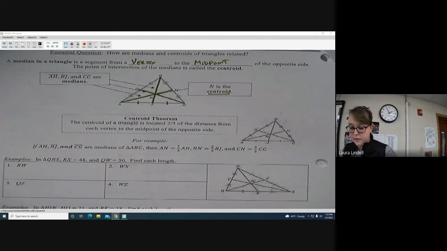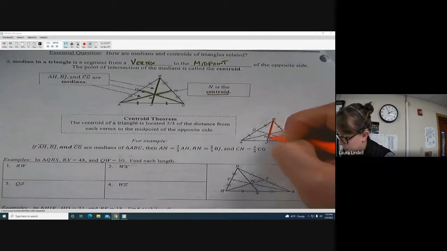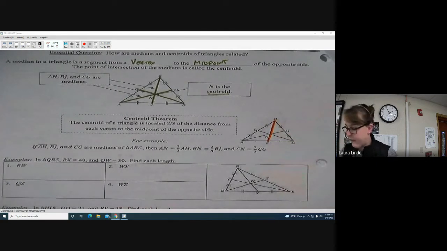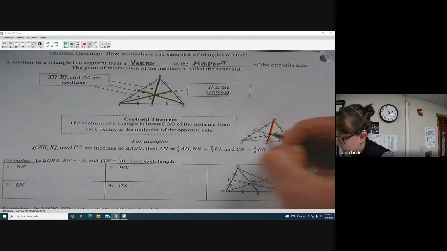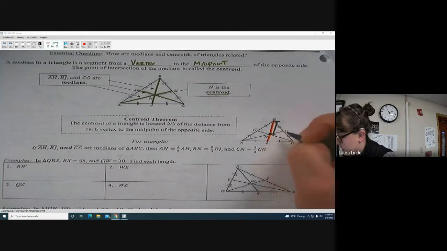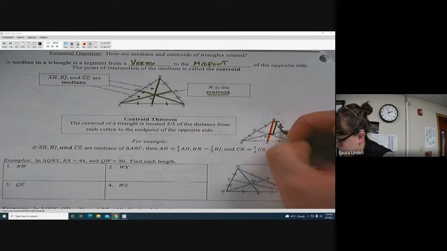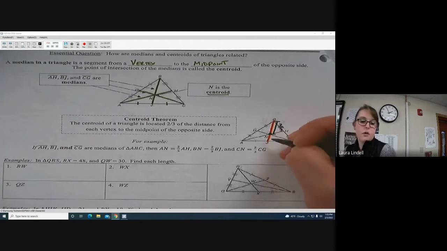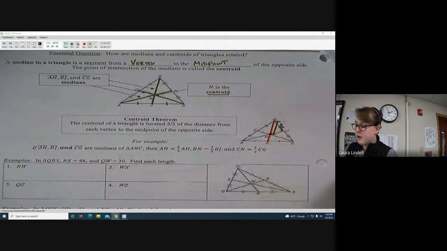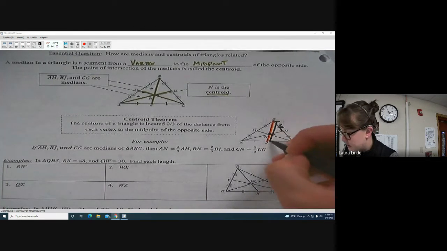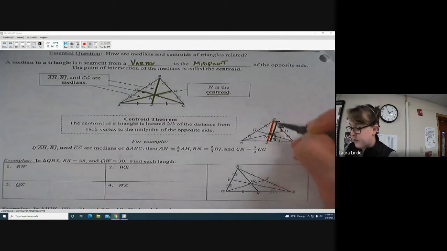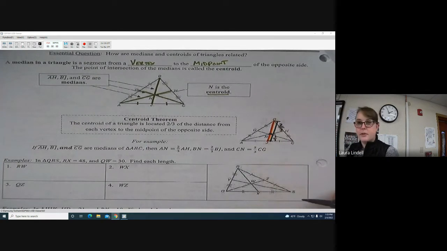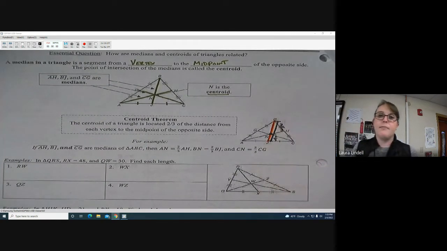So what that means in this picture is that if this is one of our medians, and this is the centroid, this distance right here from the corner to the centroid is 2/3 of the total length of the median, which then means that the rest of this is 1/3. So we have this 2/3, 1/3 relationship going on here. And we can use that to find missing measures.